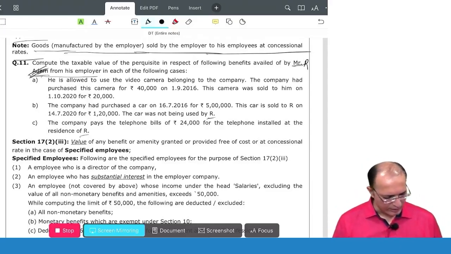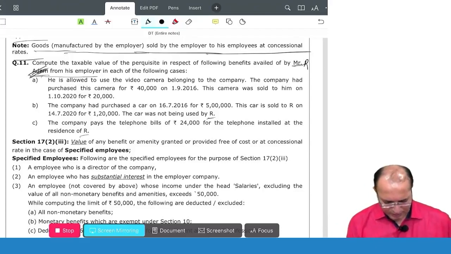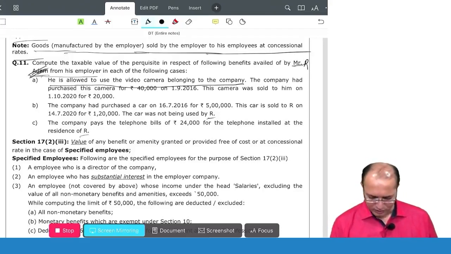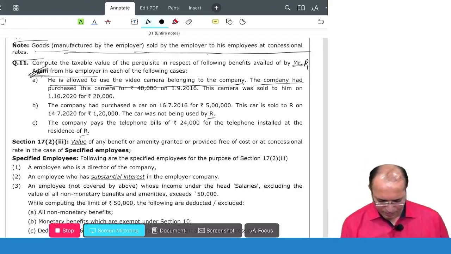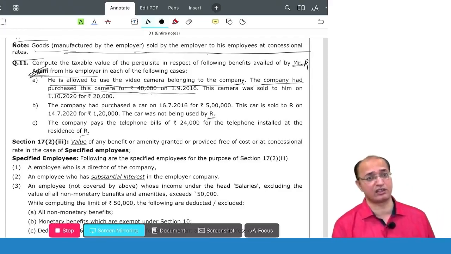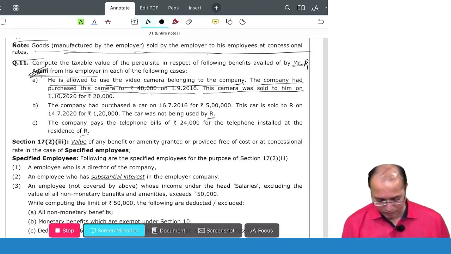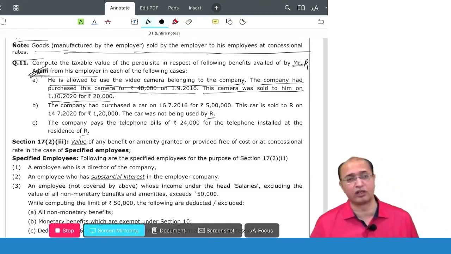So, let's move on to question number 11.A. Read it very carefully. What it says: the employee is allowed to use the video camera belonging to the company. The company had purchased this camera for 40,000 on 1st September 2016. This camera was sold to him on 1st October 2020 for 20,000.